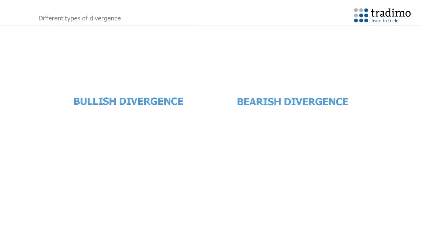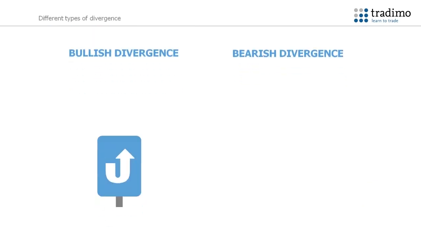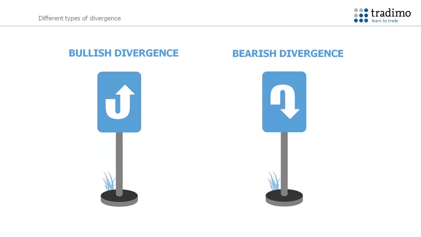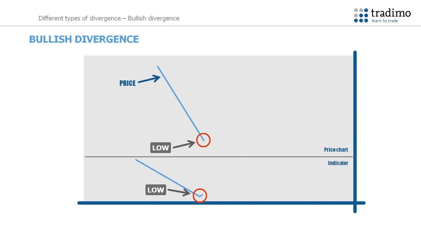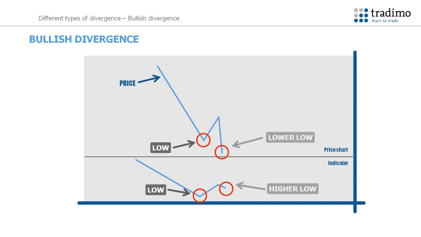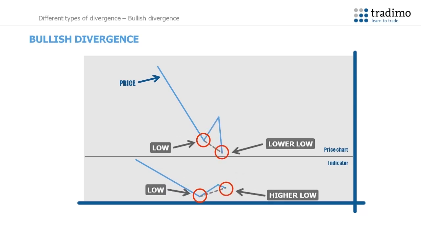The two most common types of divergence found are called bullish divergence and bearish divergence. In this example, we will look at bullish divergence. When price makes a new low but the indicator makes a higher low, it is called bullish divergence.